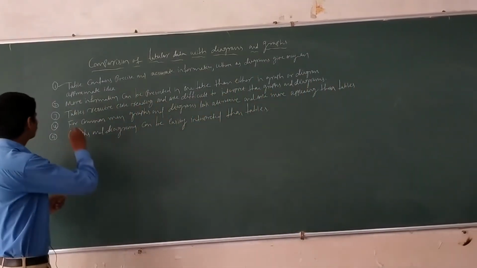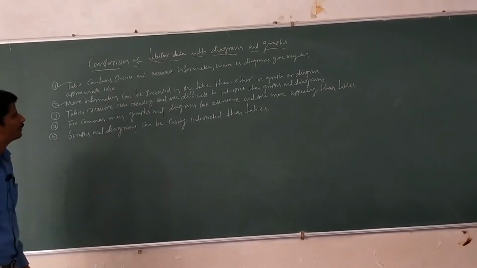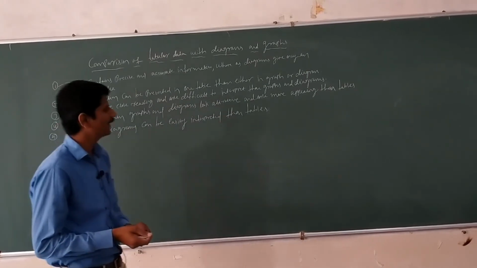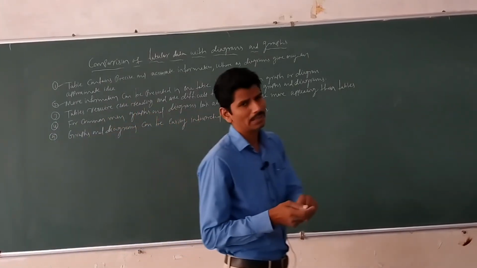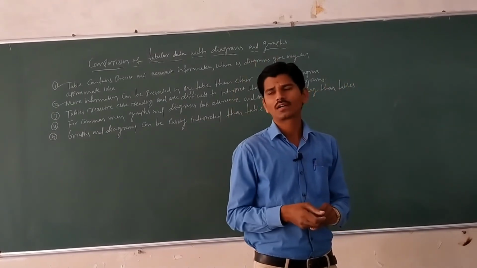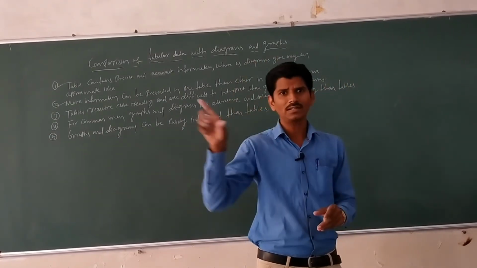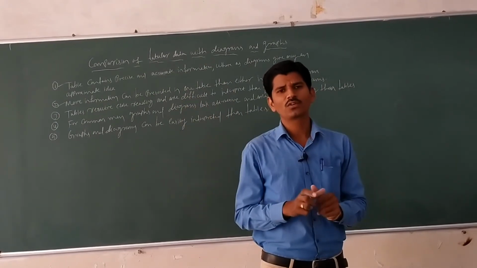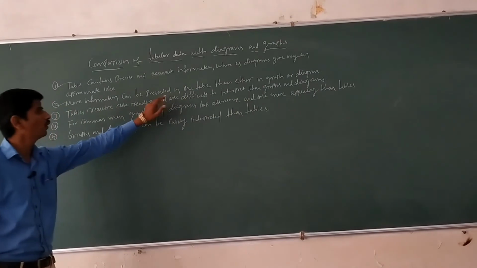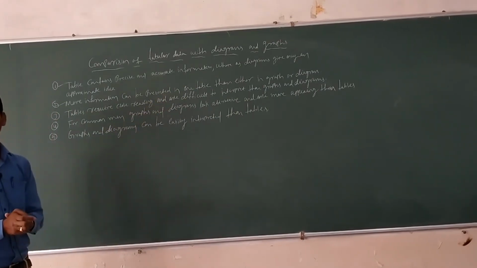Next, second one: more information can be presented in one table than either graph or diagram. One table can give full information, which a diagram or graph cannot. Here more information can be presented in one table than either diagram or graph.